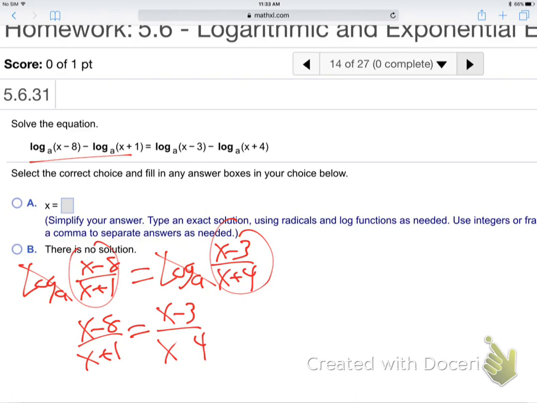So that's how I got it, so I did it a little different this time. I got rid of the logs by making both sides a single log and then dropping them by logic.